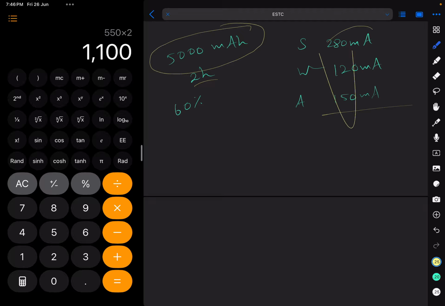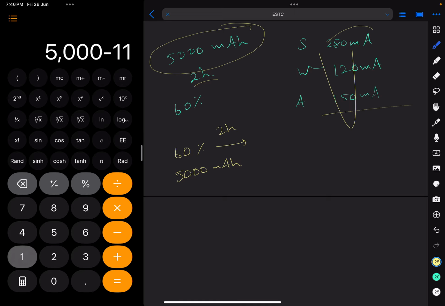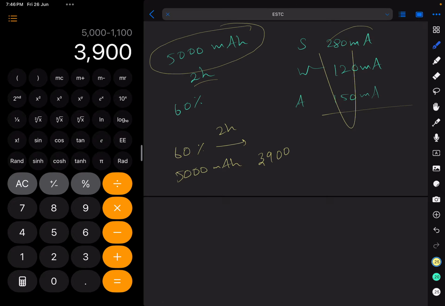Okay, so initially it is 60 percentage, right? 5000 milliampere hour, 2 hours. I'm left with, from 5000, if 1100 goes, only 3900 will remain. So percentage of 3900 out of 5000. What's the percentage, bro?